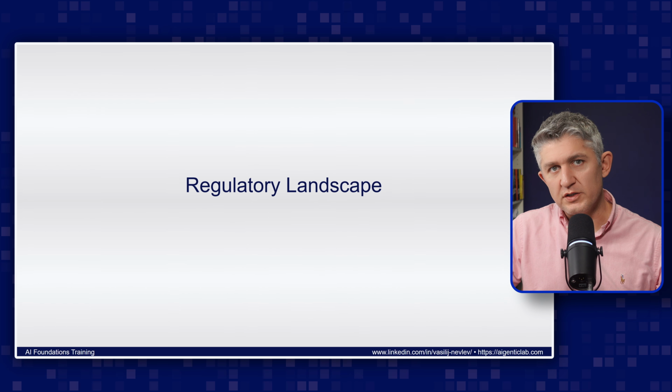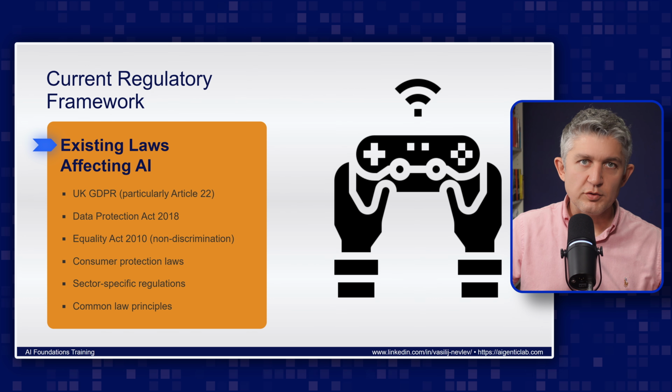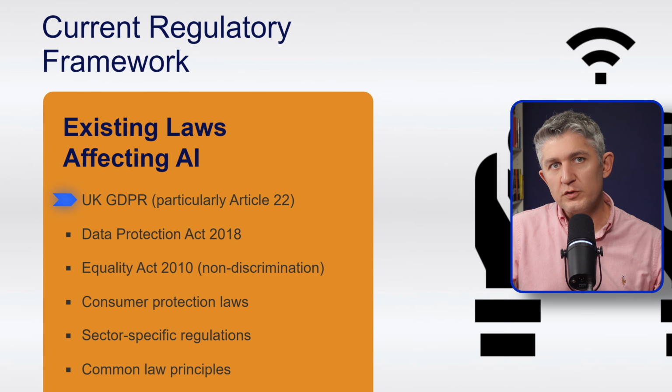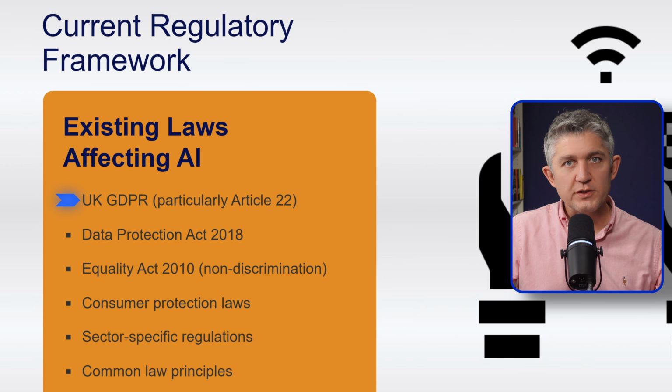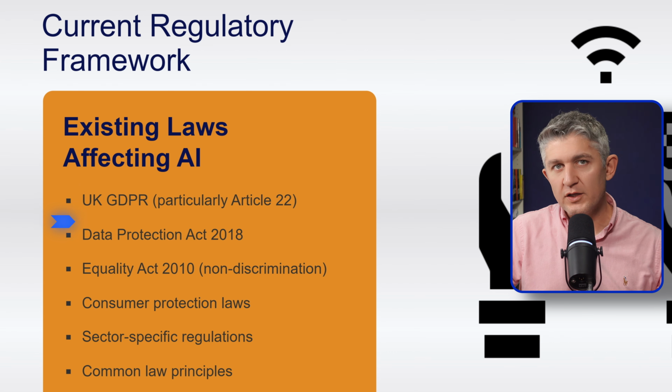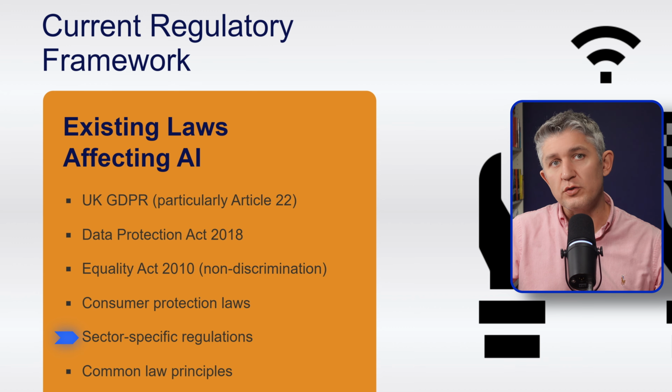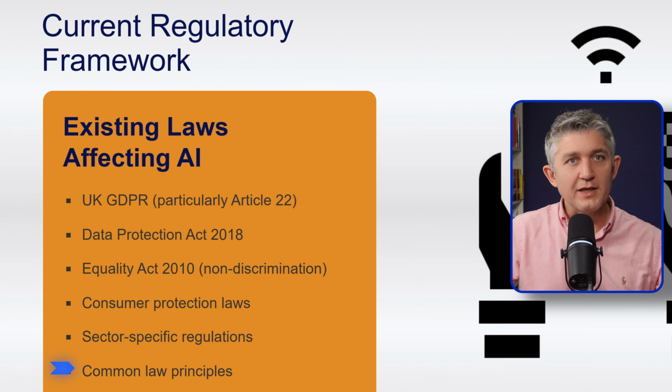Now, the last section is the regulatory landscape. Here is a brief overview of the regulations to watch out for in the UK. The first one, of course, is UK GDPR, including Article 22, which concerns automated decision-making. You might need to revisit that. Another one is the Data Protection Act 2018 and the Equality Act of 2010. Look out for consumer protection laws and the sector-specific rules in your industry. And of course, common law principles still apply. Treat compliance as a design constraint and not an afterthought.